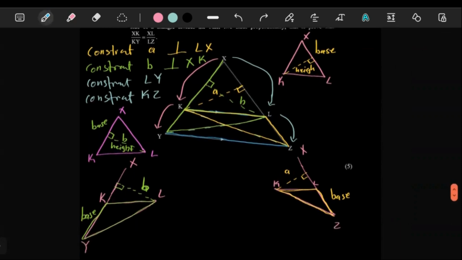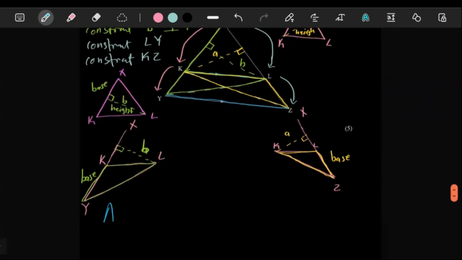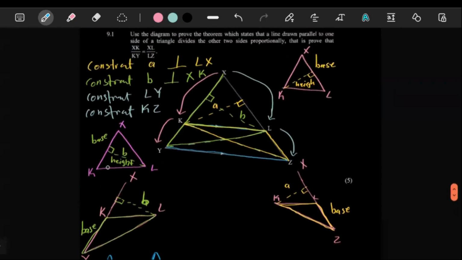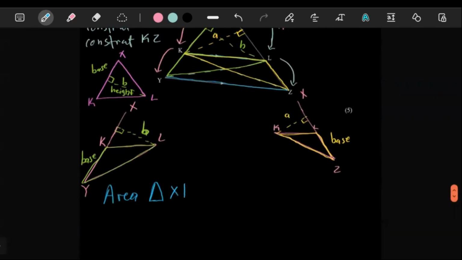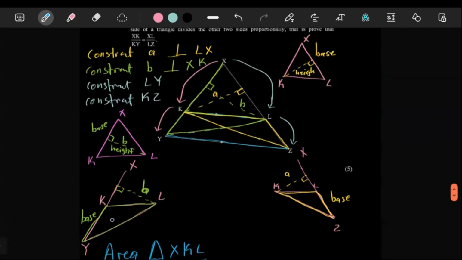So let us do it. What you're going to write out here is the area of this triangle here, which you can name XKL: area of triangle XKL over the area of the triangle down here, which you can name KYL.